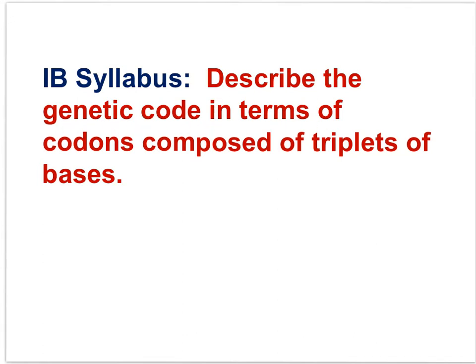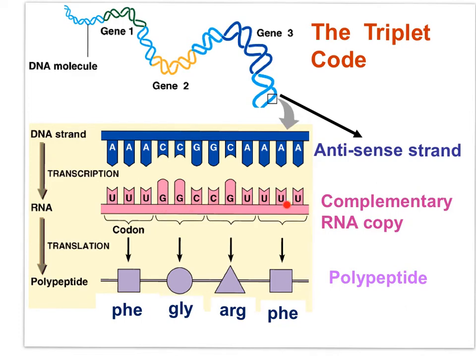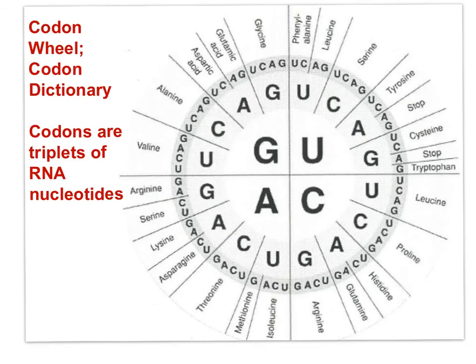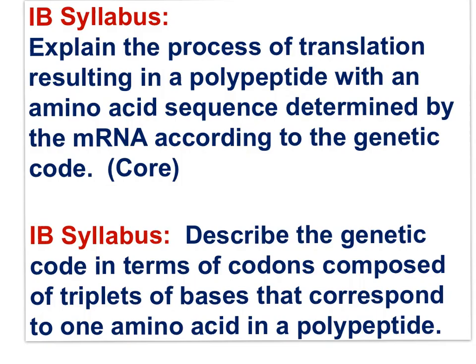Now here's an IB syllabus statement with which you should be very familiar. Describe the genetic code in terms of codons composed of triplets of bases. Remember, the mRNA nucleotide code is a triplet code. In other words, 3 bases as a triplet code for 1 amino acid. Here you can see the mRNA nucleotide sequence, but translation occurs in triplets where 3 bases as a codon result in 1 amino acid in the polypeptide. So here is the codon dictionary, something that scientists have known for a long time. We can see where a codon like GGG codes for the amino acid glycine, or UUU codes for the amino acid phenylalanine.